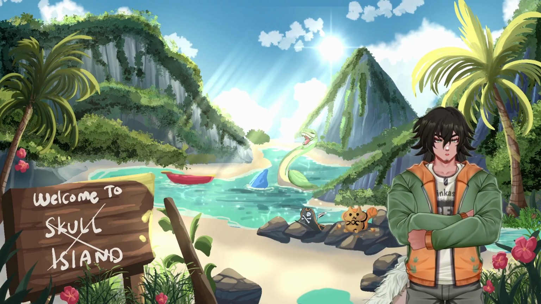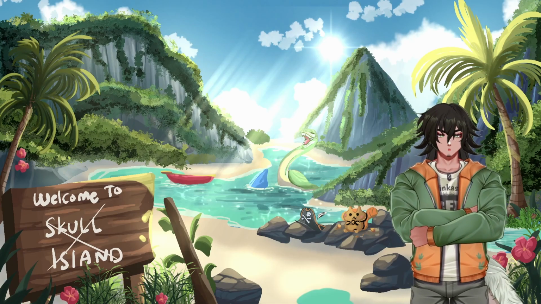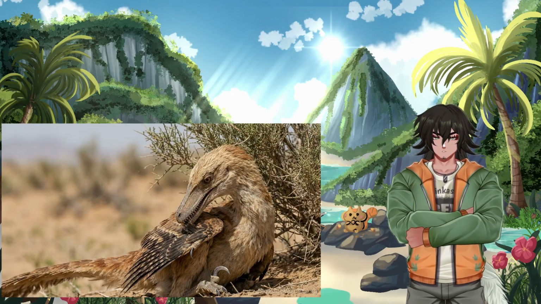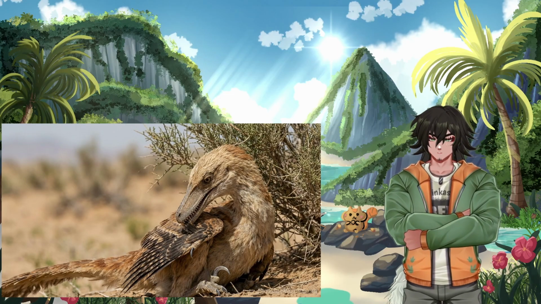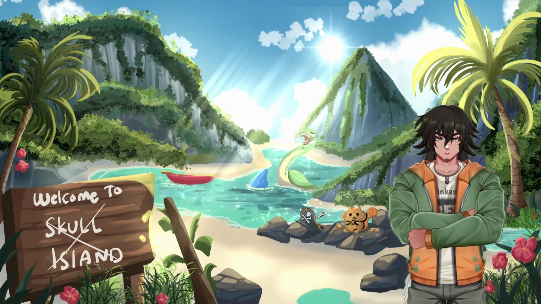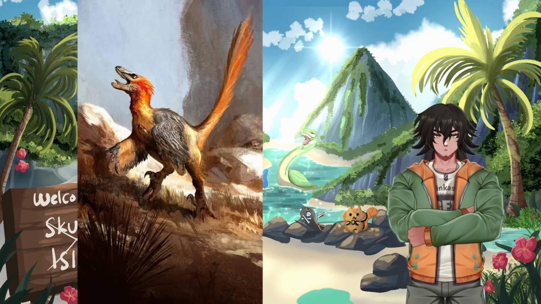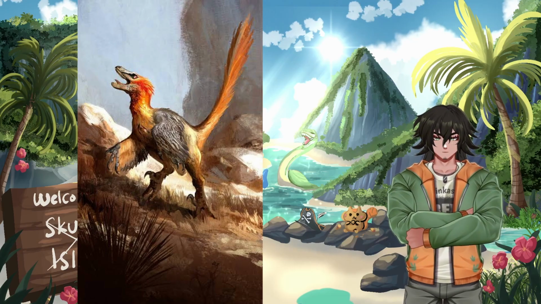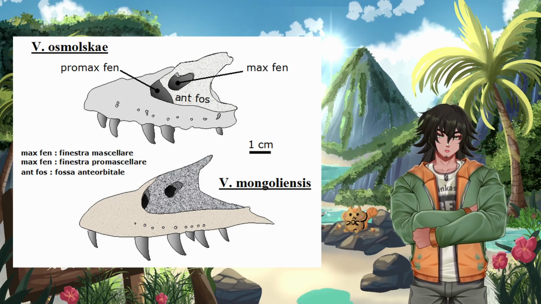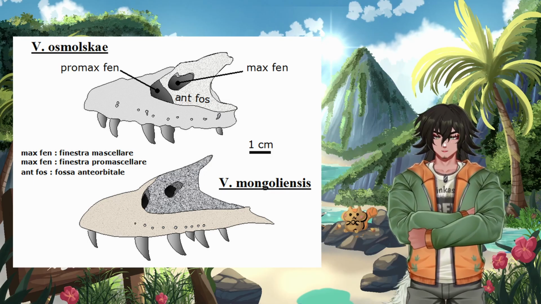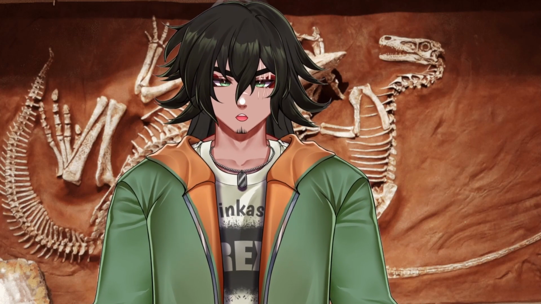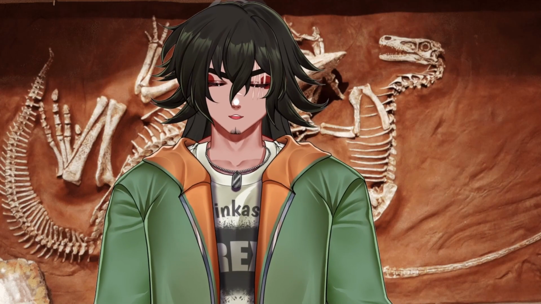And what better way to start off this video than with the most known dromaeosaur in the family, and that being Velociraptor. Velociraptor, also known as Velociraptor mongoliensis, is actually one of two species of Velociraptor. There is Velociraptor mongoliensis, found in Mongolia, and then there is Velociraptor osmolskae, which was found in 2008 by a skull fragment.